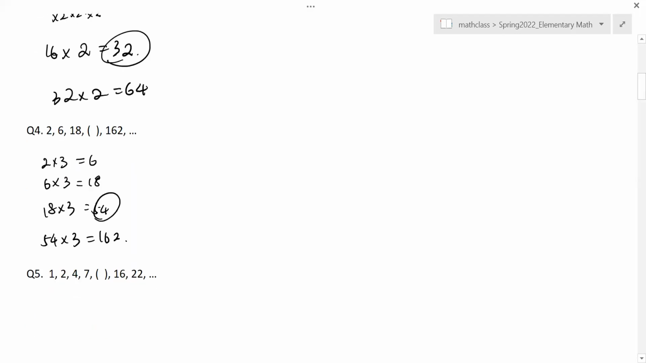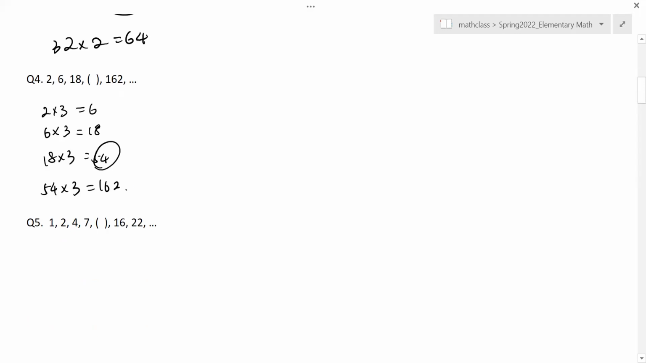Okay. So now we take a look at the next problem. The next problem is different from the previous problem. Now you read all the numbers, you find out the difference is getting larger and larger. Did you see that?